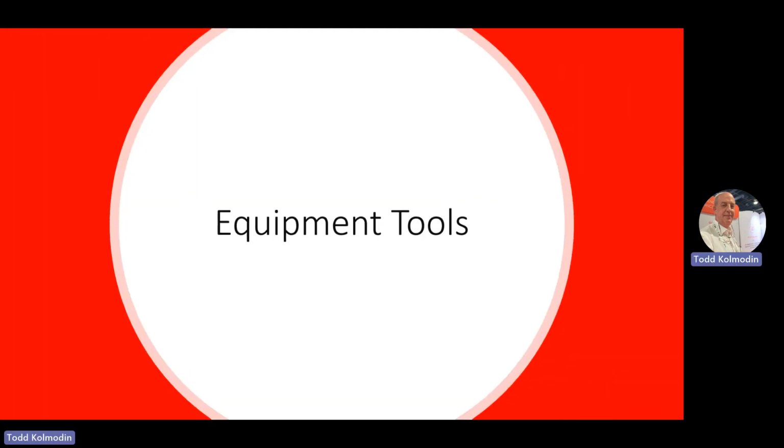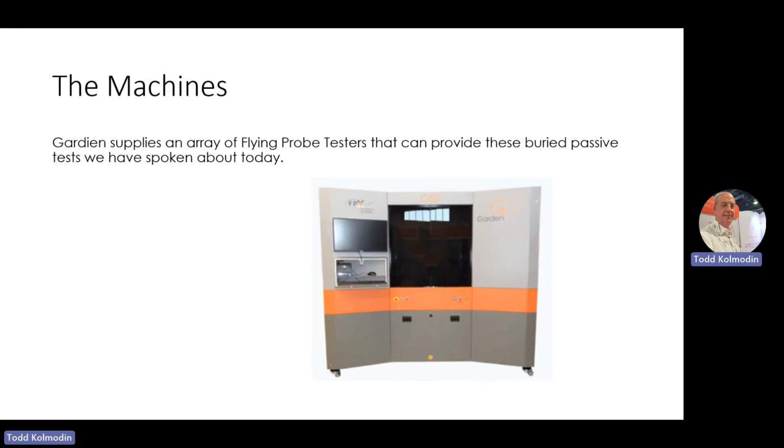So when we talk about testing and flying probe, Guardian has an array of flying probe testers that can provide this buried passive test. We also have the ability to test inductance and high pot, if that was a requirement. We do a lot of high pot testing. And we can also do impedance, TDR, with some minor changes to the machine. They all can do it. It just depends on the customer level what options you need.